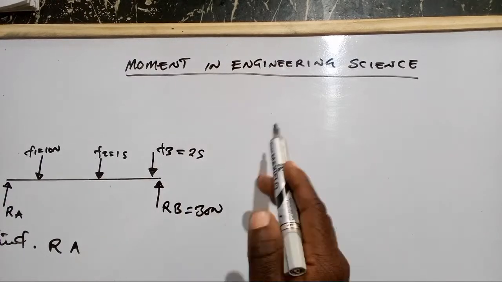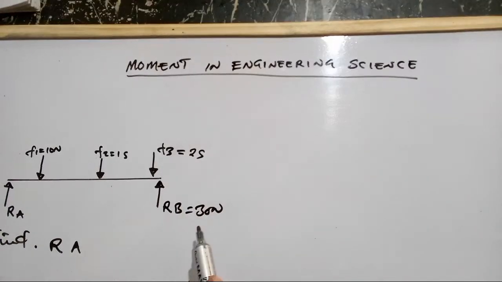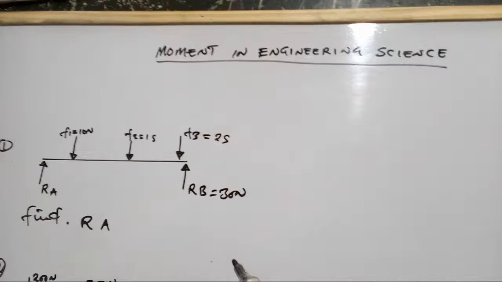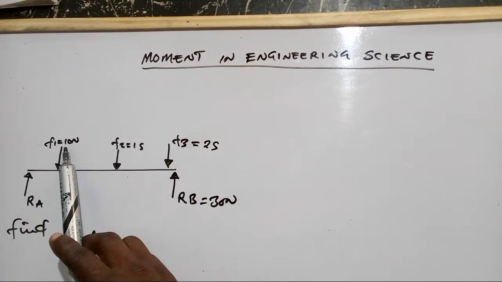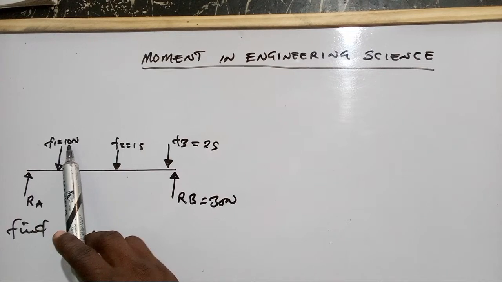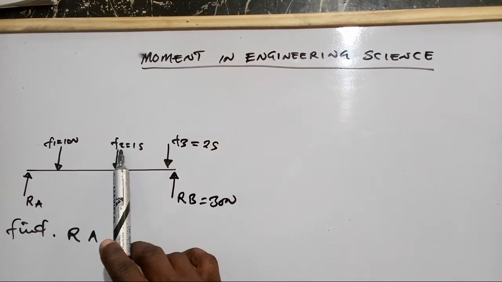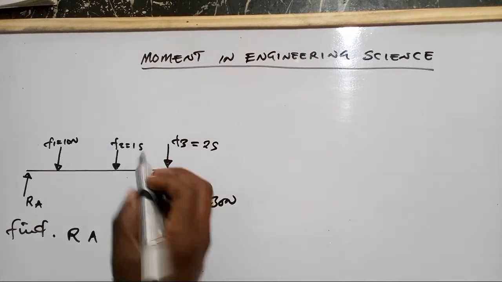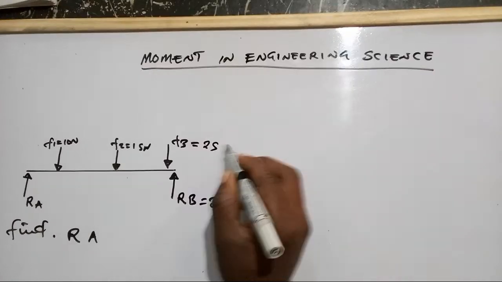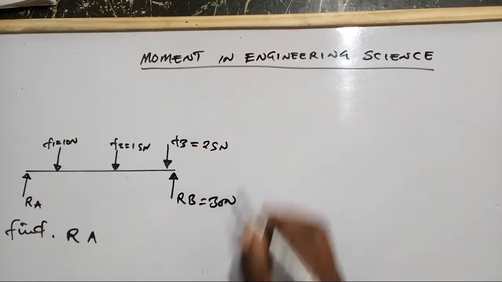Today we are going to be finding the moment for this question which we are having here. We have the diagram and we have the forces. These are the forces which we are having here. We have force 1, it is equal to 10 Newton, and force 2, we have 15 Newton. Then force 3, we have 25 Newton.